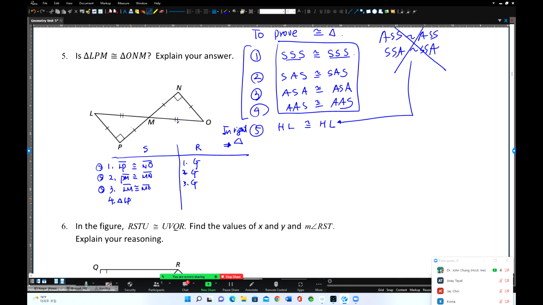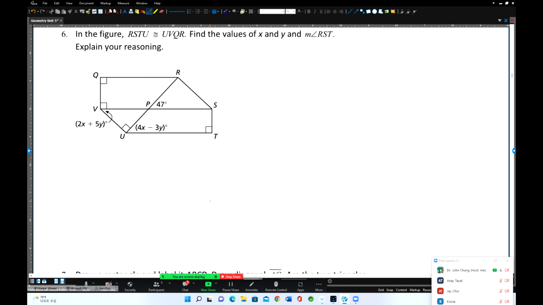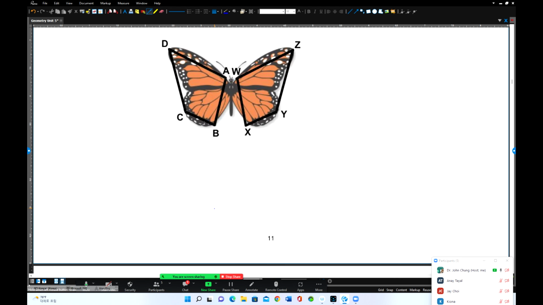Triangle LPM congruent triangle ONM. What's the reason? This one. So you can say side congruent is actually corresponding the other side. That's the reason. Okay, now we can make a conclusion over here. These 2 triangles are congruent. Is it okay? But we're gonna do this one later, okay? One more time, I'm just gonna show you how we prove triangle congruent.